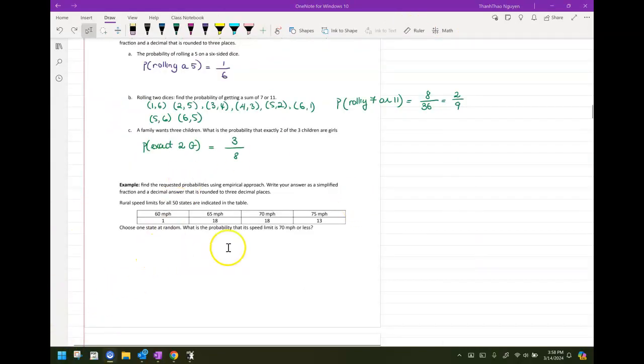So when do we have 70 miles per hour or less? Well, for 70 miles or less, we have 60 miles, 65 miles, and 70 miles. So the probability that we choose one at random with 70 miles per hour or less equals the total number of states where that would happen divided by the total number of states. And we get 0.74.